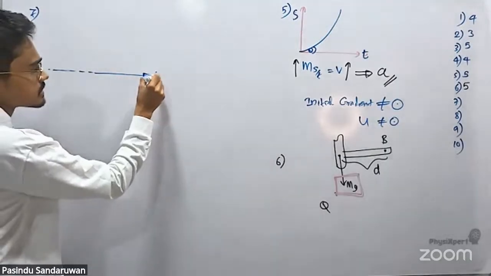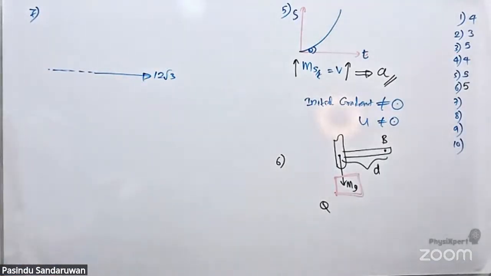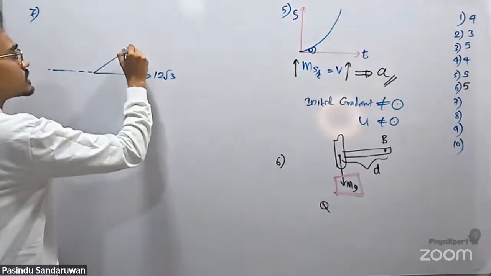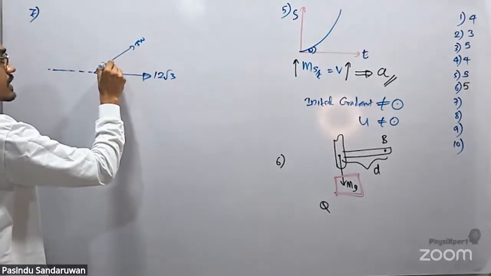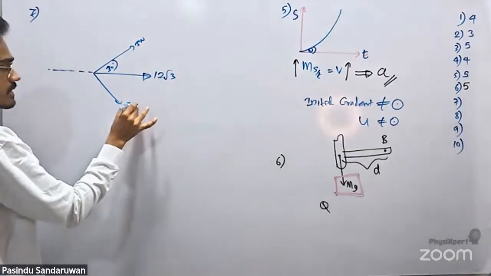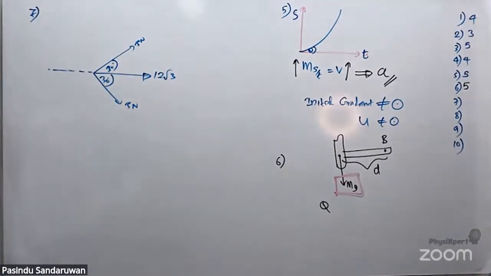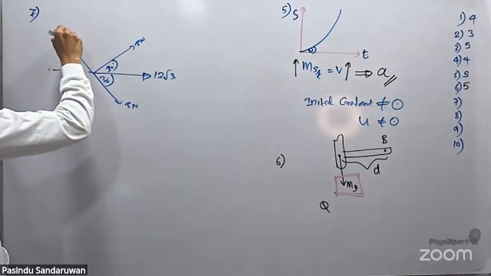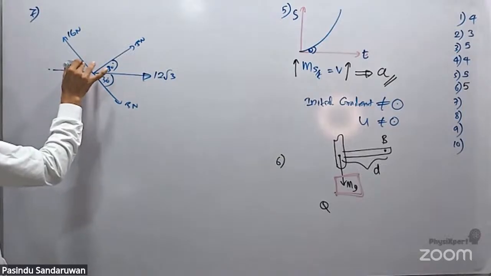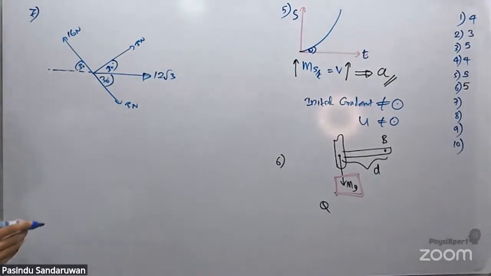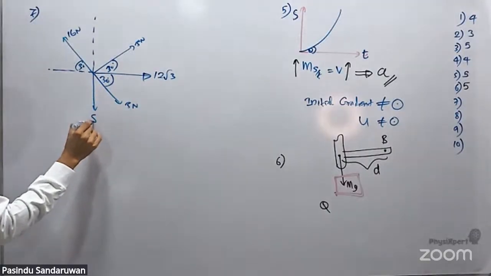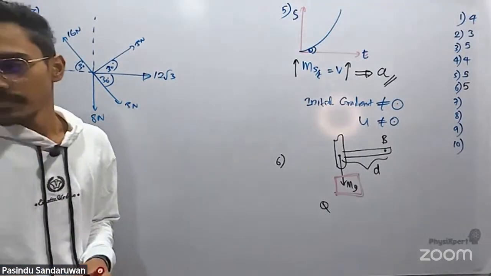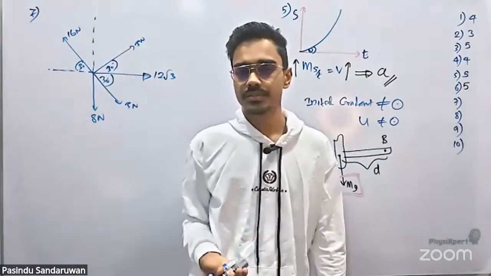12√3 in this direction. 5 newtons with 30 degrees, and 5 newtons here again with 30. 16 newtons with 30 again, 16 newtons with 30 here. So no forces at these two. Downwards 8 newtons.